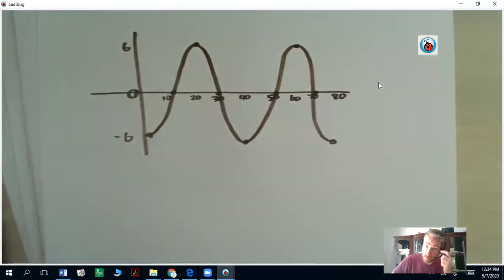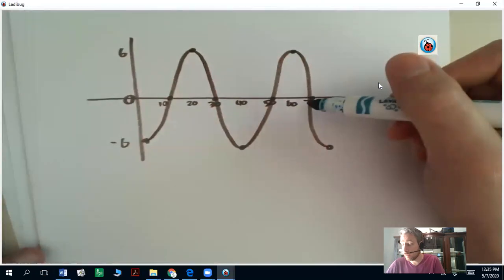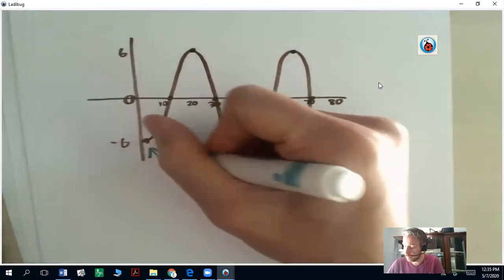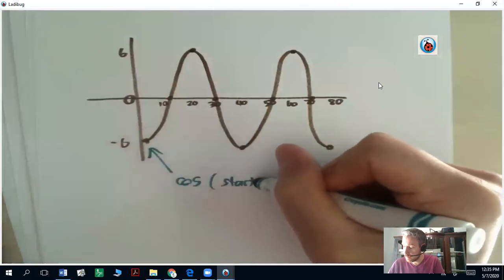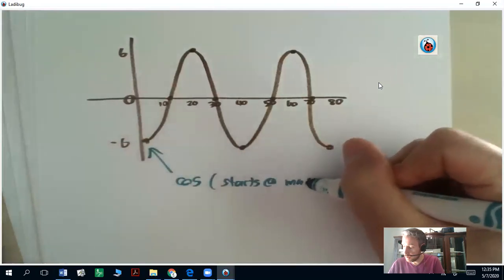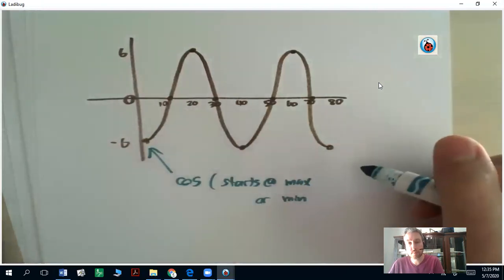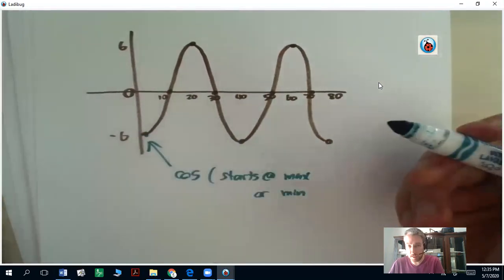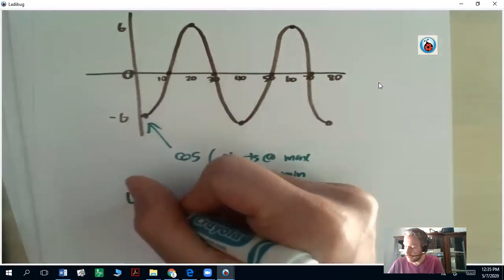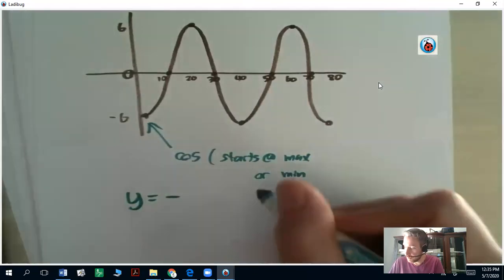First thing you want to identify is: is it a sine or a cosine? Well, it's not starting at the midline, so it's going to be cosine. Cosine, remember, starts at the max. And it starts at the min if it's a negative at the front. So it's going to be a cosine, but because it starts at the minimum, it's going to have a negative. So when you write this, you say y equals negative because it starts at the min.